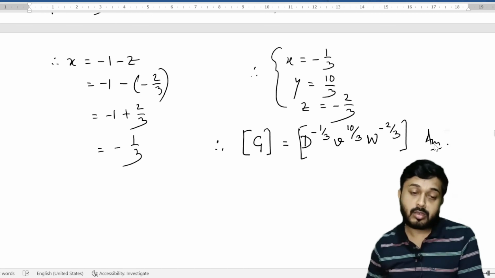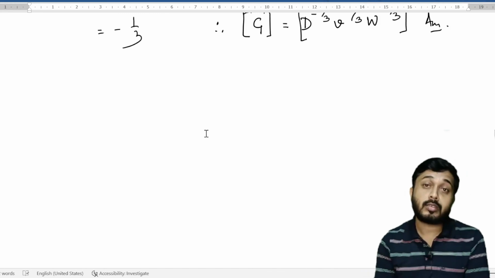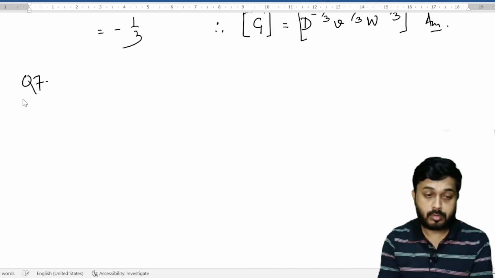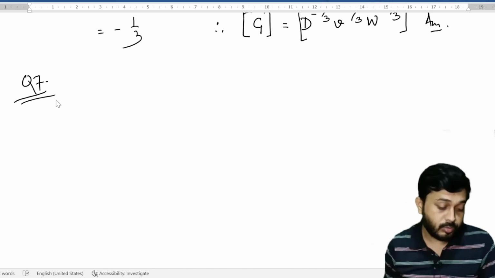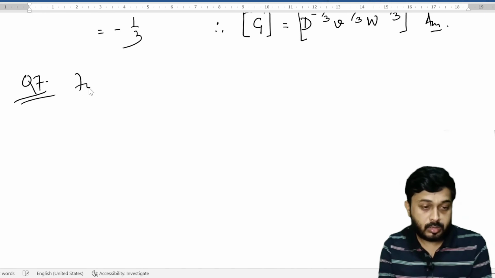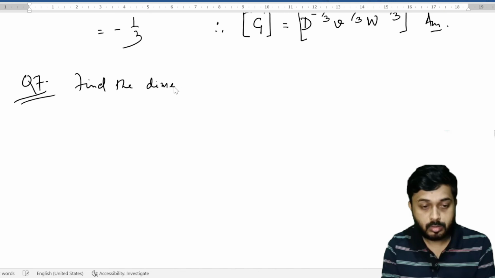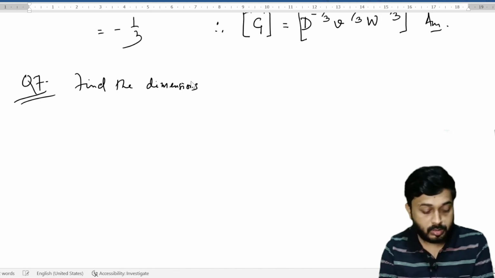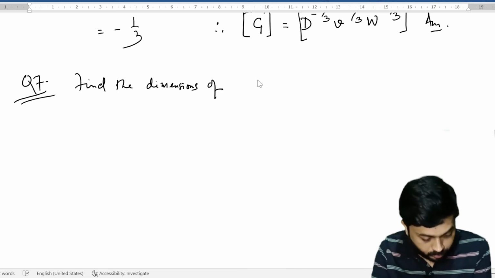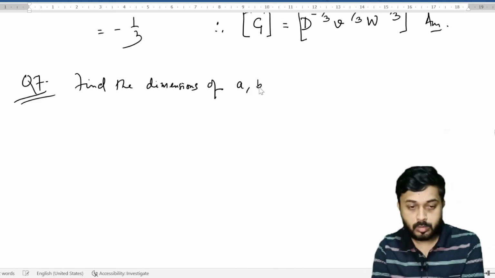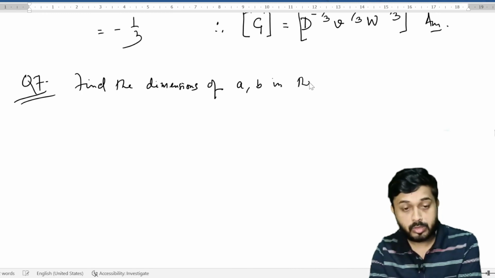The last one of today is this question number 7. This is a good question, so let us end the class with this question. The question is like this: find the dimensions of a and b, two constants given in the following equation.